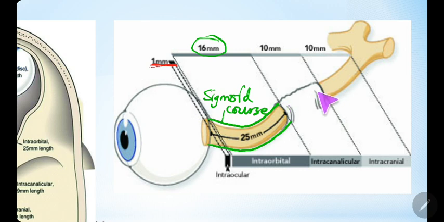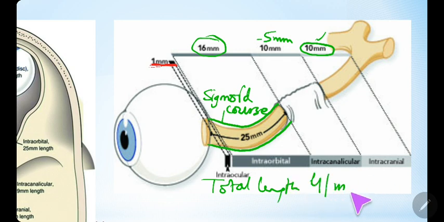Next is the intracanalicular portion. Don't get confused with these digits. Just remember what I told you, 5 millimeters is the intracanalicular course, and then this is the intracranial course. Intracranial, I told you, you can remember as 10 millimeters. This is the intracranial course of the optic nerve. And so the total length, again, the total length comes to 41 millimeters, around 4 centimeters is the length of the optic nerve up till the optic chiasma. Okay.